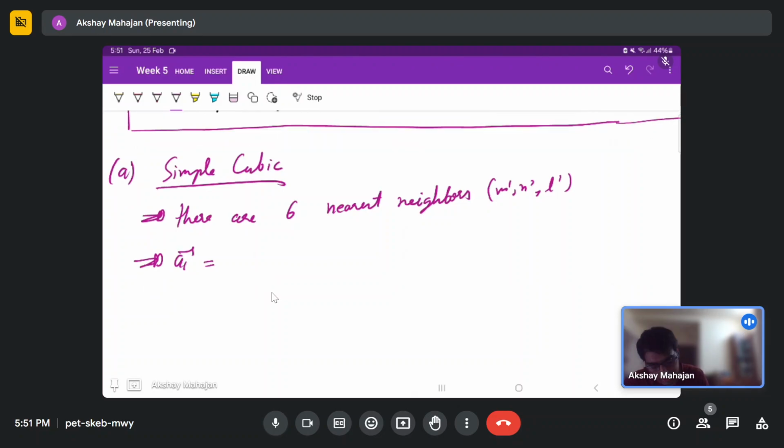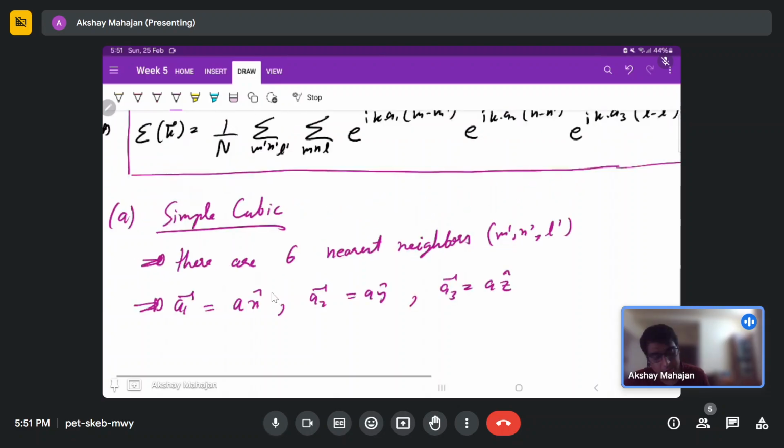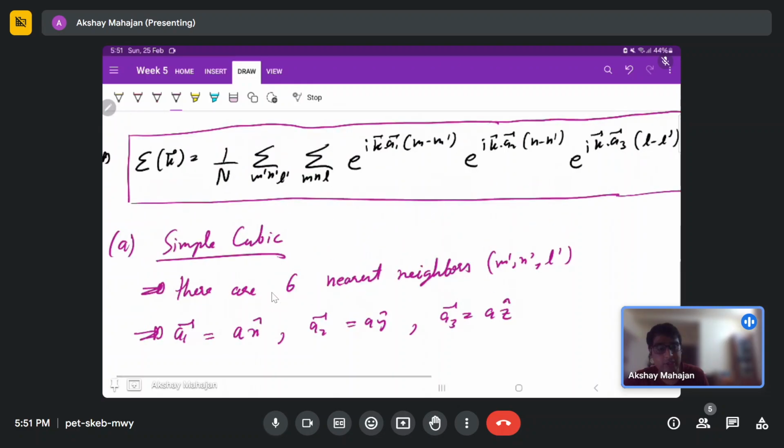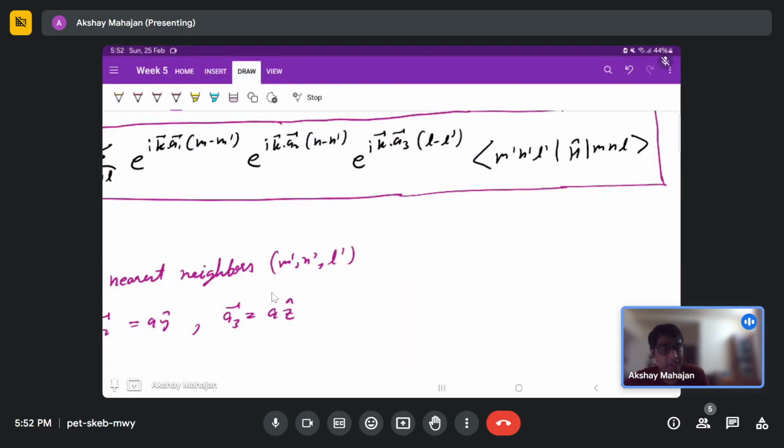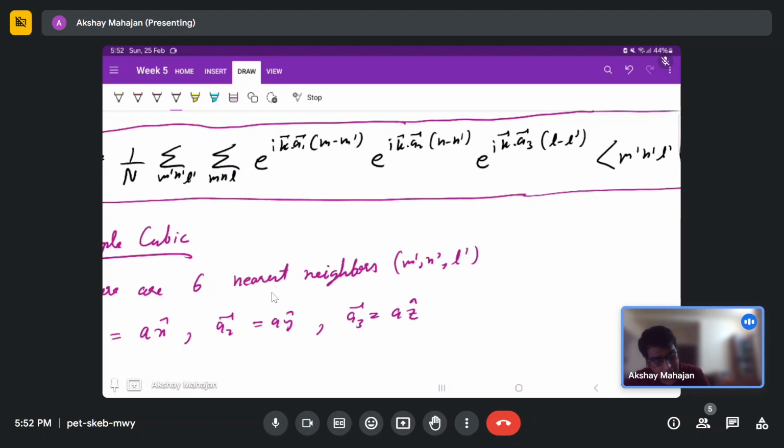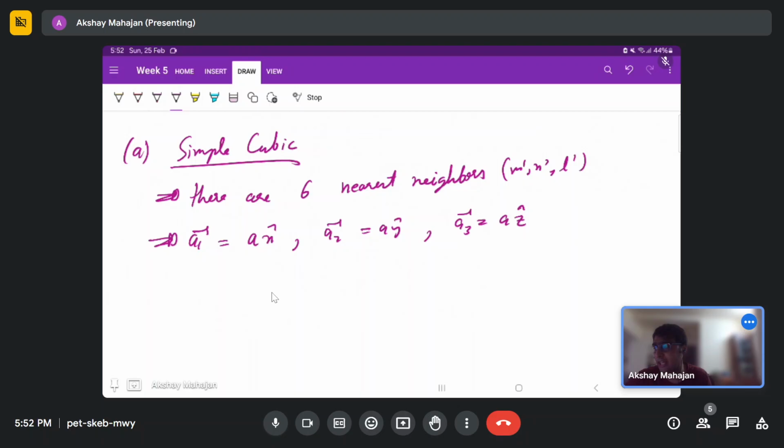So for the simple cubic, we have a1 vector is a times x cap, a2 vector is a times y cap, and a3 vector is a times z cap. So if you code this thing, your program will just need to know the primitive lattice parameters. You just need to provide those lattice vectors a1, a2, a3, and the integer values for m prime, n prime, and l prime, like which are the nearest neighbors. Then you can find the tight binding method for any lattice.